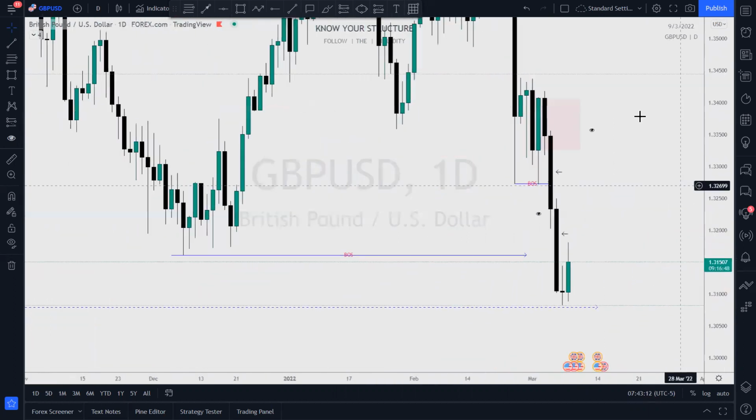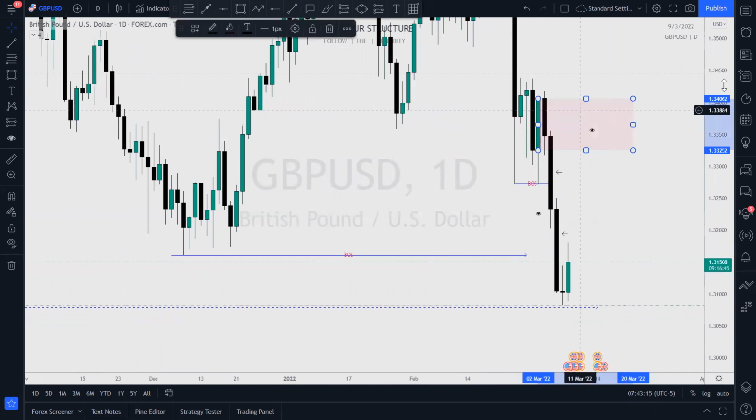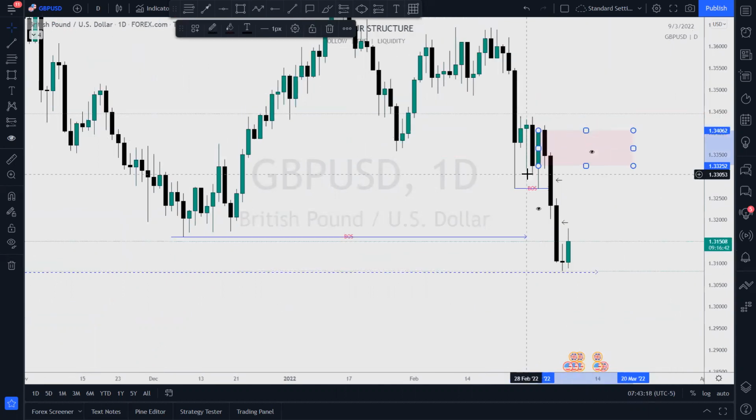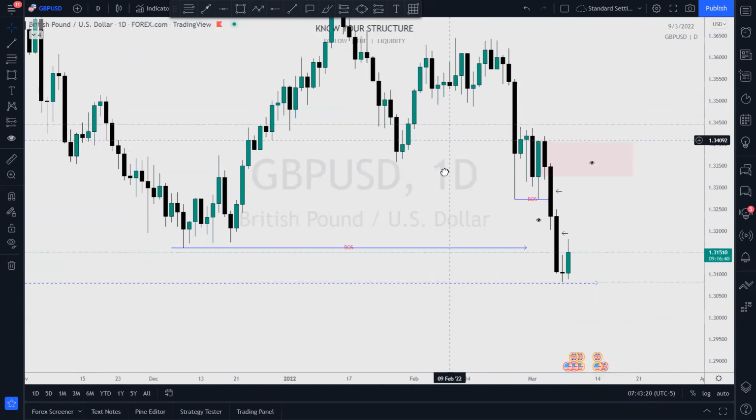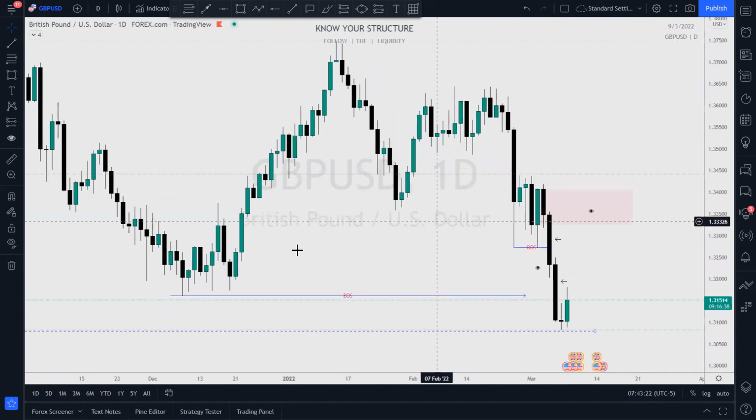All right, we have a well-formed area here for supply, right? All right, and the first thing that jumps out at me is this structure here. Price accumulated orders here and then popped to the upside, right? When price comes back down to this area, what are we expecting? We're expecting price to have some kind of reaction here.